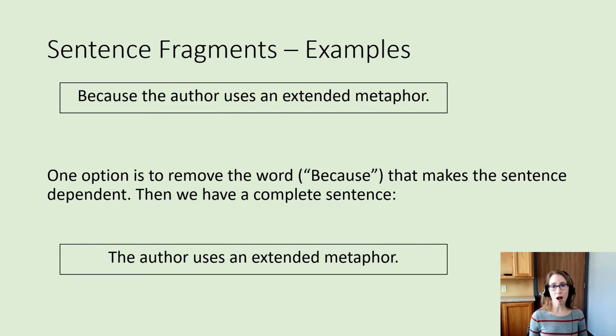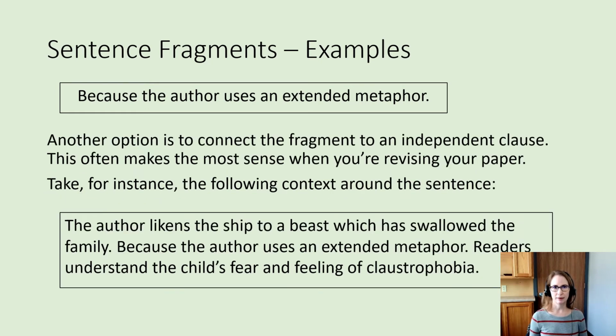Well, there are always options when you're fixing a sentence. One option is to just remove the word "because," since that makes the sentence dependent. And then you'd have a complete sentence. If we take off "because," you have "the author uses an extended metaphor." We have a subject, "author," we have our simple predicate, "uses," and the full predicate, "uses an extended metaphor." It's very clear and that works fine. Another option is to connect the fragment to an independent clause.